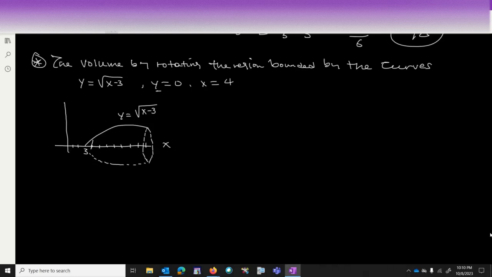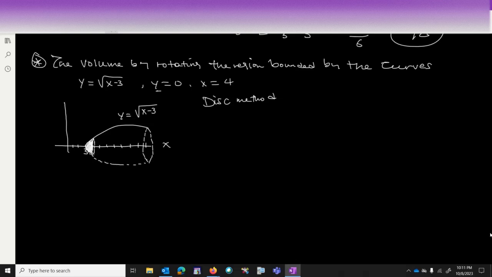This is 4. So there is another area here. We're trying to find this volume, this little volume I'm trying to find. So what I'm going to do is use the disk method. The disk method.